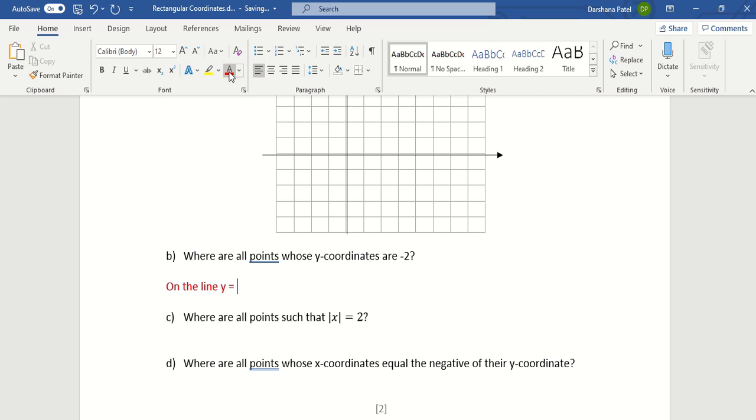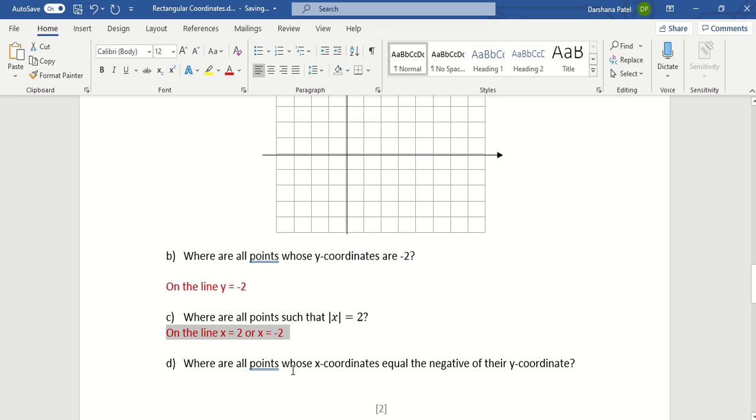y equals negative 2. Where are all points such that the absolute value of x equals 2? So x can be 2 or negative 2. So we will say on the line x equals 2 or x equals negative 2. So it could be on either of those two lines.